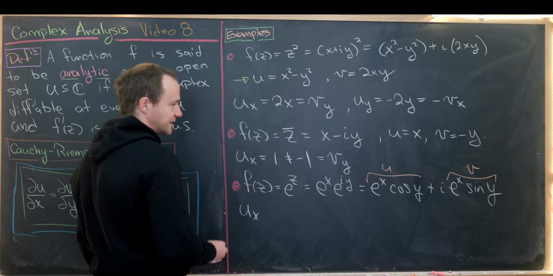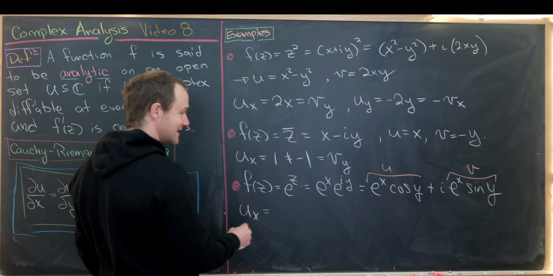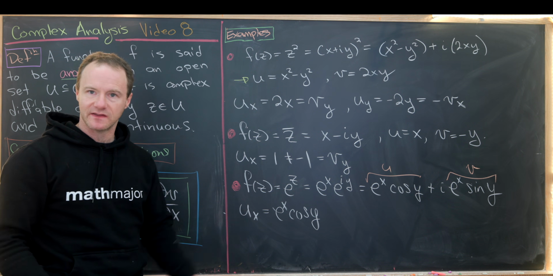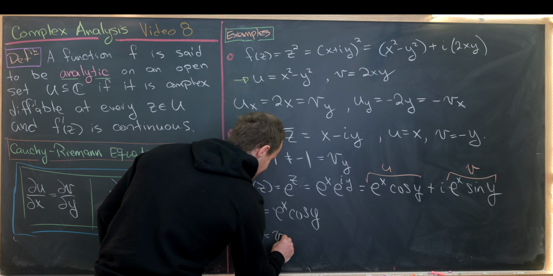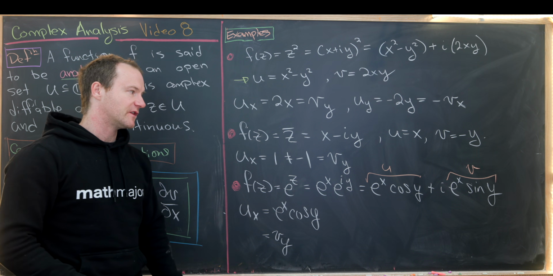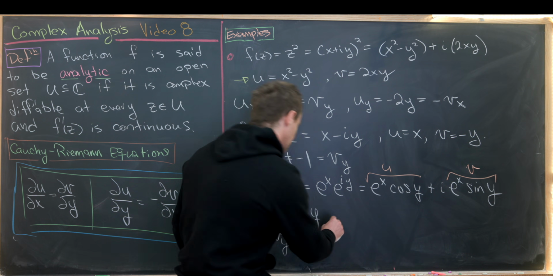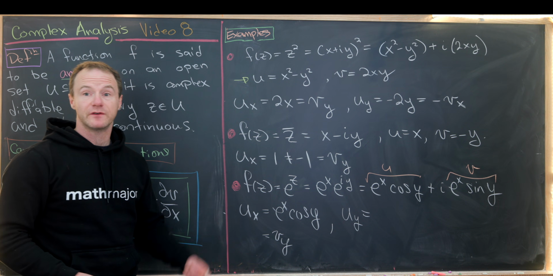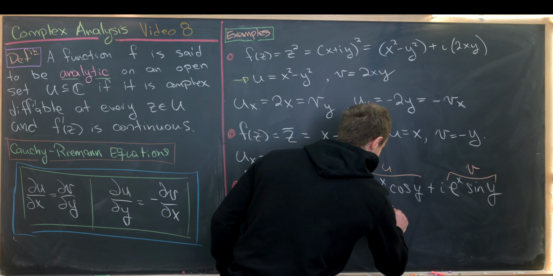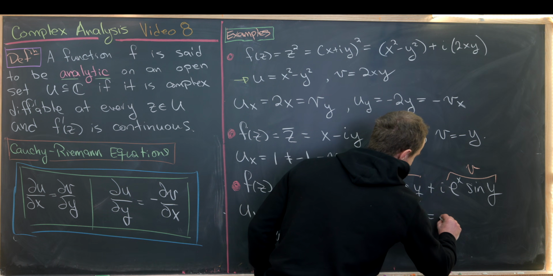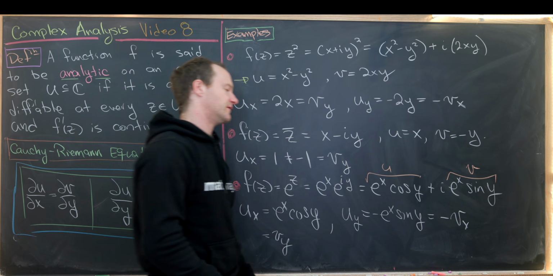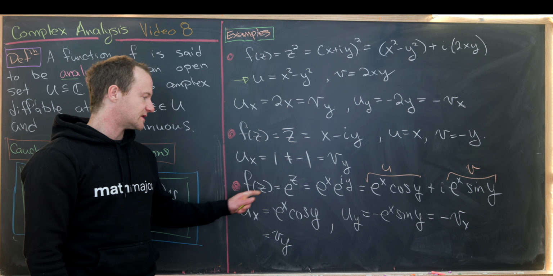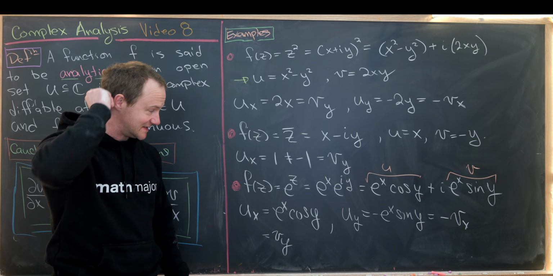So now let's take the partial of u with respect to x. It's pretty easy to see that that is e to the x cosine y, because the derivative of e to the x is e to the x. But that's the same thing as the partial of v with respect to y, given the derivative of sine is cosine. Then if we take the derivative of u with respect to y, the derivative of cosine is minus sine, that gives us minus e to the x sine y, which is definitely minus the derivative of v with respect to x, for the same reason the derivative of e to the x is e to the x. So that means this exponential function is indeed analytic.